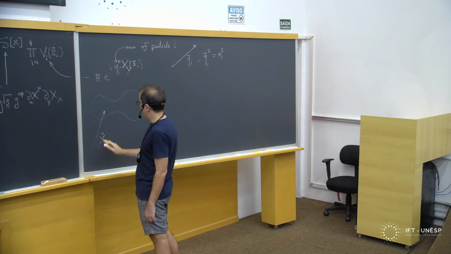One direction is positive, and one is negative, and two are positive. So let's count. Let's count the number of critical points. We sum over all critical points, and we put minus one to the number of negative directions.